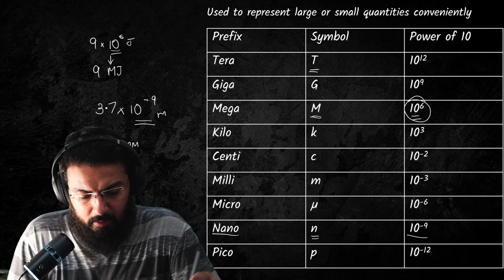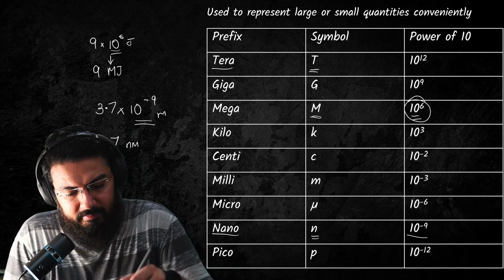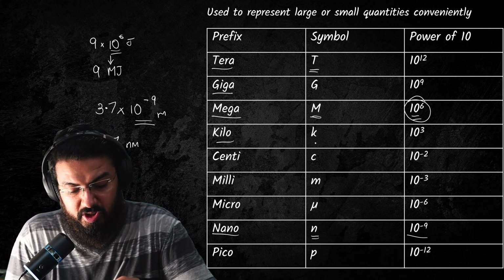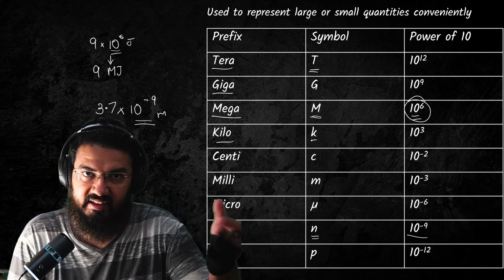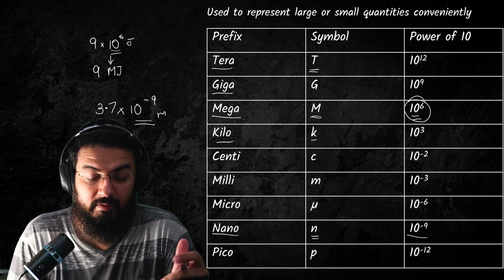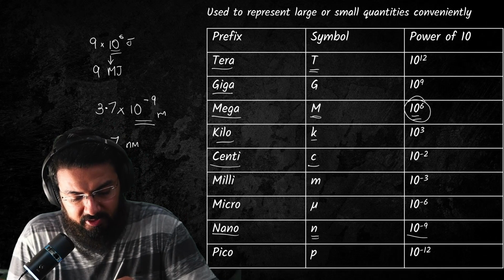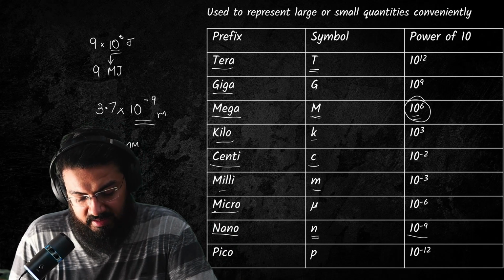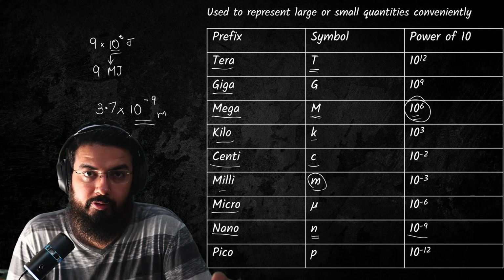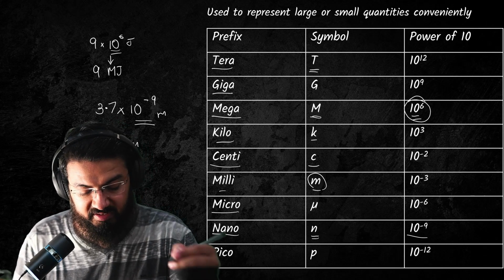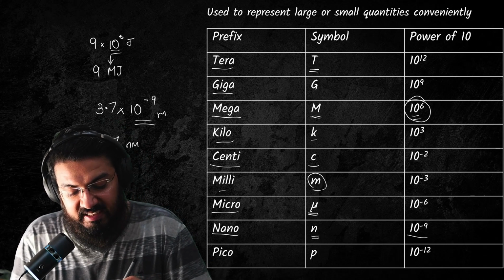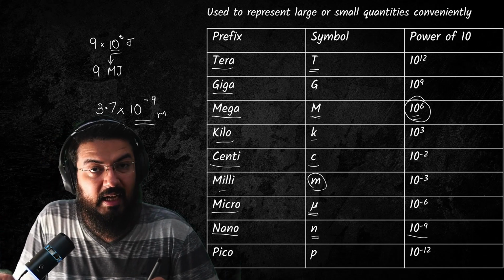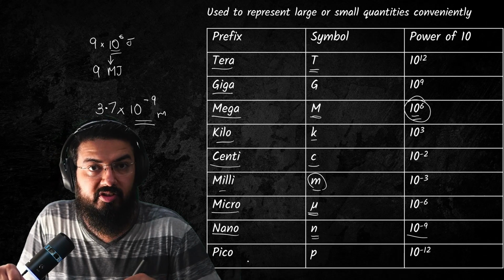Now, what are the symbols? Tera is capital T, giga is capital G, mega is capital M, kilo is small k. Why? Because the capital K is taken up by the unit Kelvin. Then you have centi, which is small c. You have milli, which is small m. You have micro. Now the small m is taken up by milli, so you cannot use the small m again for micro. So instead, we are going to use this Greek letter mu. Then we have nano, which is small n. We have pico, which is small p.